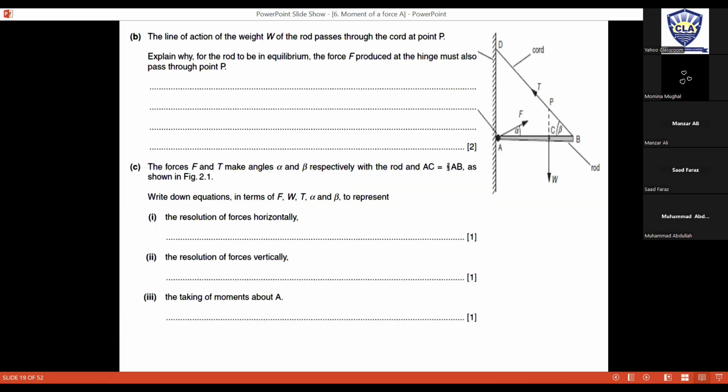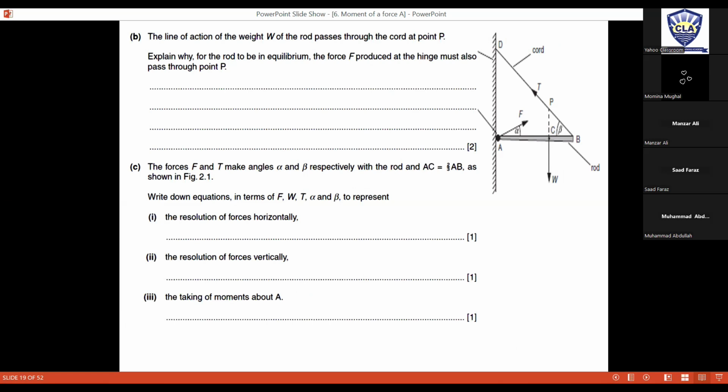Now they tell us that if we continue the force F, it will also intersect at point P, which is the intersection of W and T. Why is it necessary for the object to be in equilibrium? All the three forces must intersect at a single point.